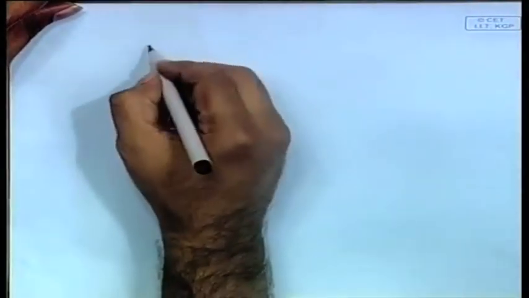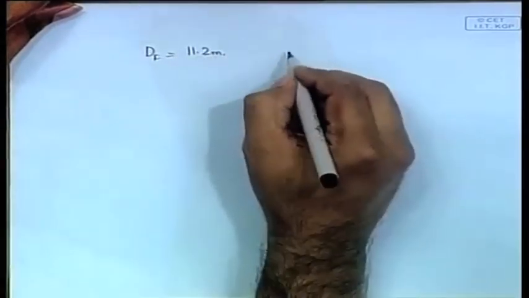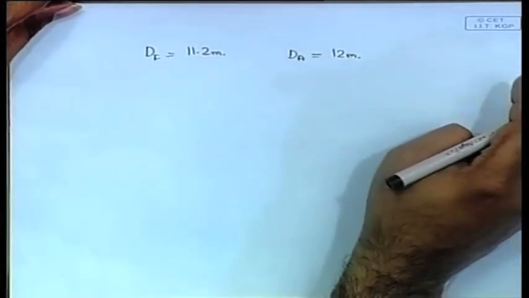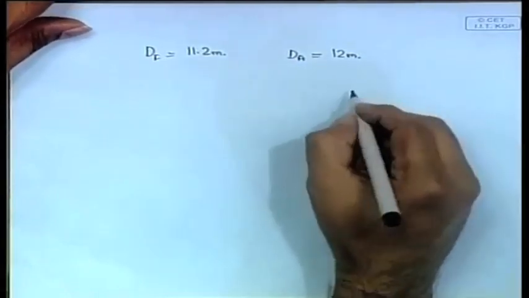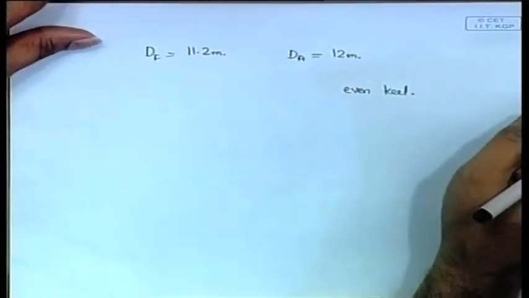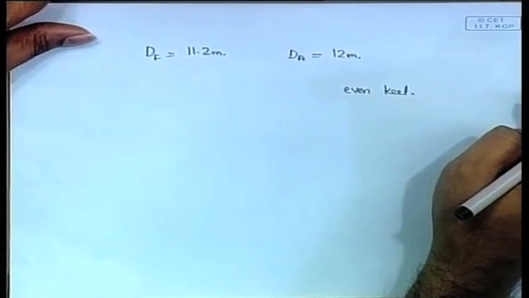You are told that a vessel about to enter a port, this is not the port side, it is to enter a port, has drafts: draft forward equals 11.2 meters, draft aft equals 12 meters, and the vessel is to enter port on an even keel, that is a particular word. Okay, it is called even keel. Even keel means trim is 0, as the name itself you can guess, you have trim equal to 0.